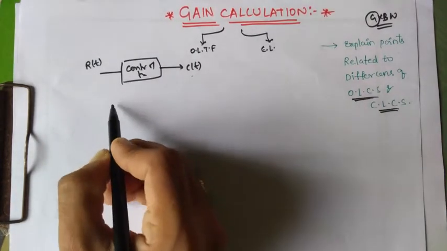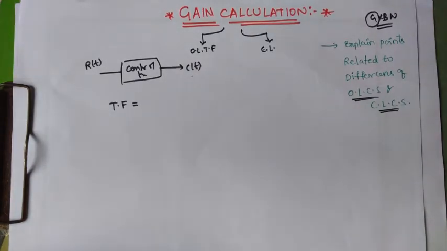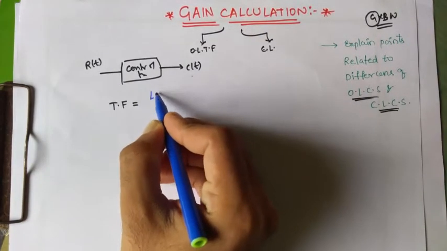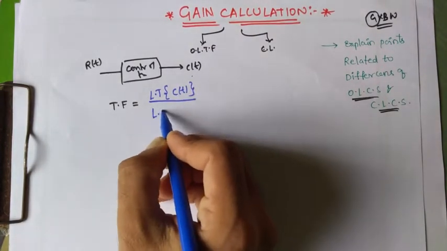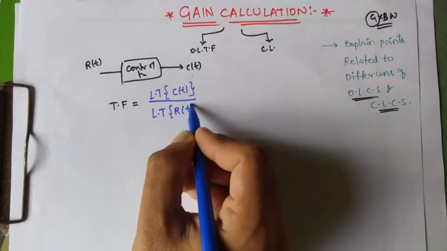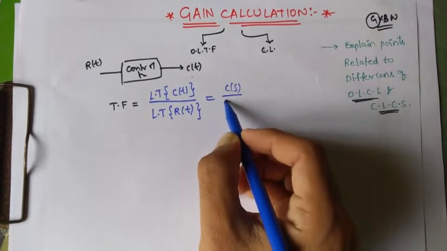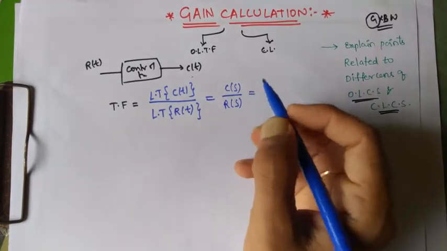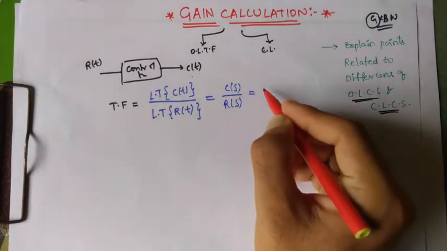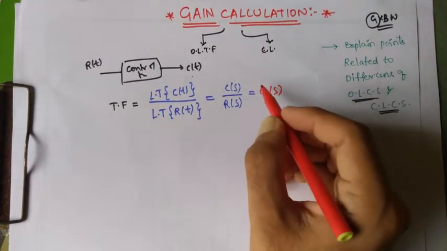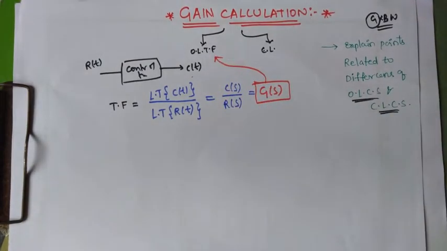So if you take the transfer function, from the formula we have discussed earlier, it is Laplace transform of output, that is C of t, by Laplace transform of input, that is R of t. So by taking the Laplace transform, we will get C of s by R of s, and we will notate this with a special notation that we are going to follow throughout the videos, that is G of s. So wherever you find G of s, just take it as the transfer function of an open loop control system.